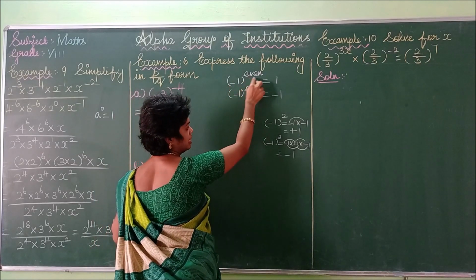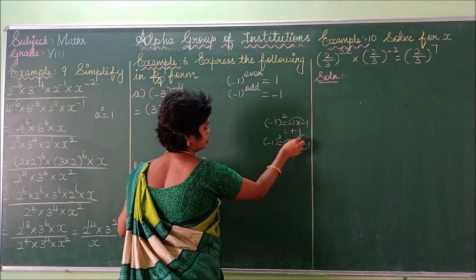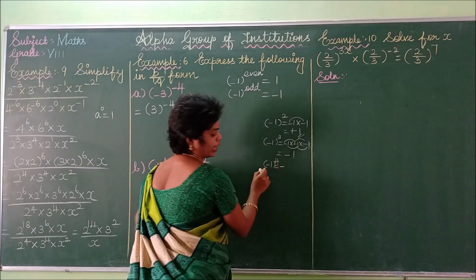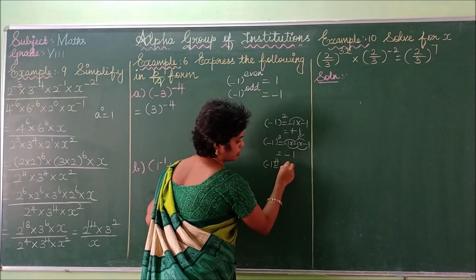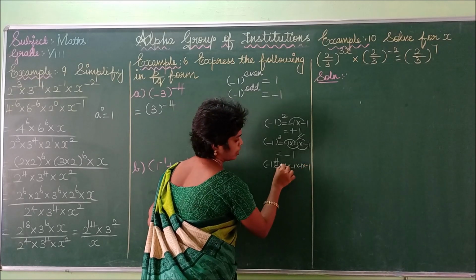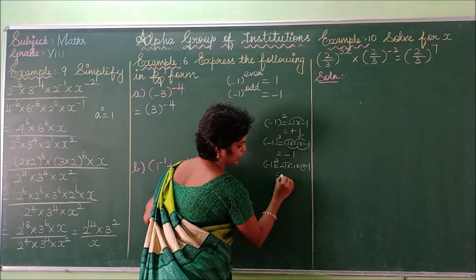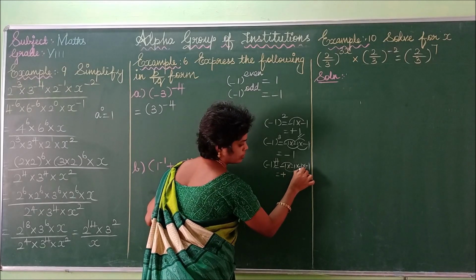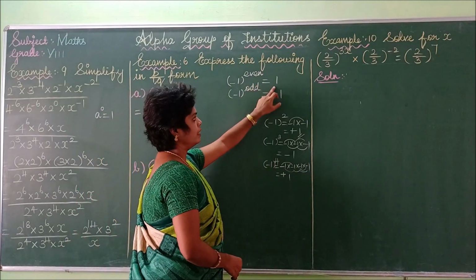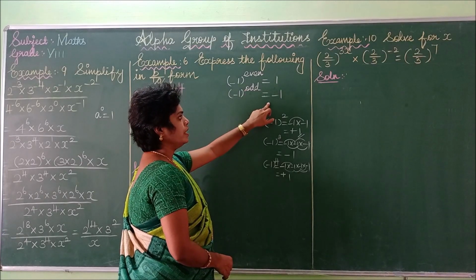-1 whole power even means the result will be positive. Check another number also: (-1)^4. How can you write this? -1 into -1 into -1 into -1. Minus into minus is plus, and again minus into minus is plus, so plus into plus again gives plus. The ones are again 1 only. So if the power is even, your result will be positive. If you have an odd power, the result will be negative.